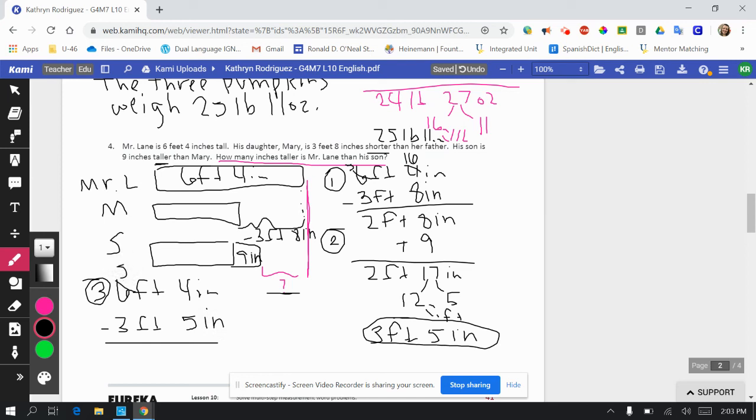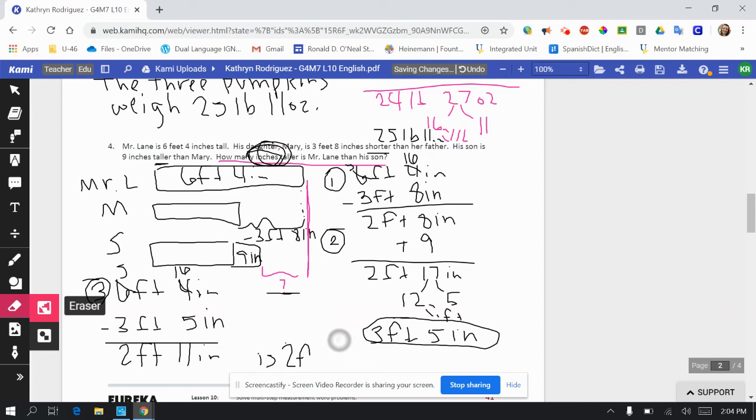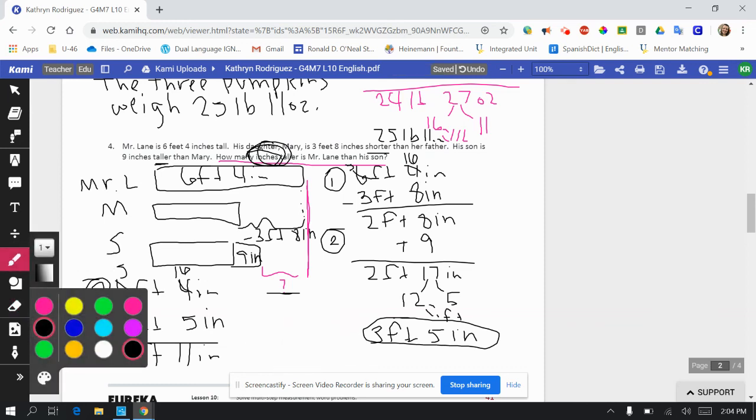We're going to borrow 1 foot, turn it into 12 inches. Then we're going to add those 12 inches to the 4 inches to have 16. So 16 minus 5 is 11 inches. 5 minus 3 equals 2 feet. All right, so Mr. Lane is 2 feet. Oh, you notice this? It's asking for just inches. Oh my goodness, we're not done yet. Can you believe it? It's all right. Perseverance is a good thing.